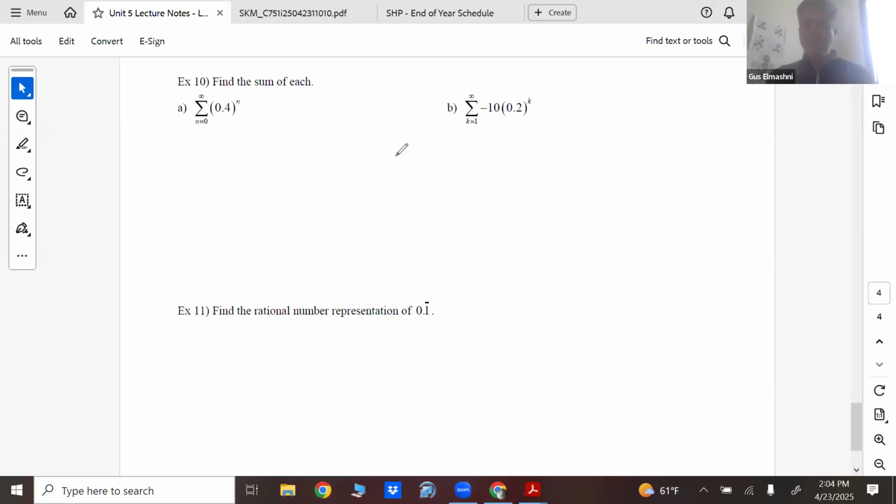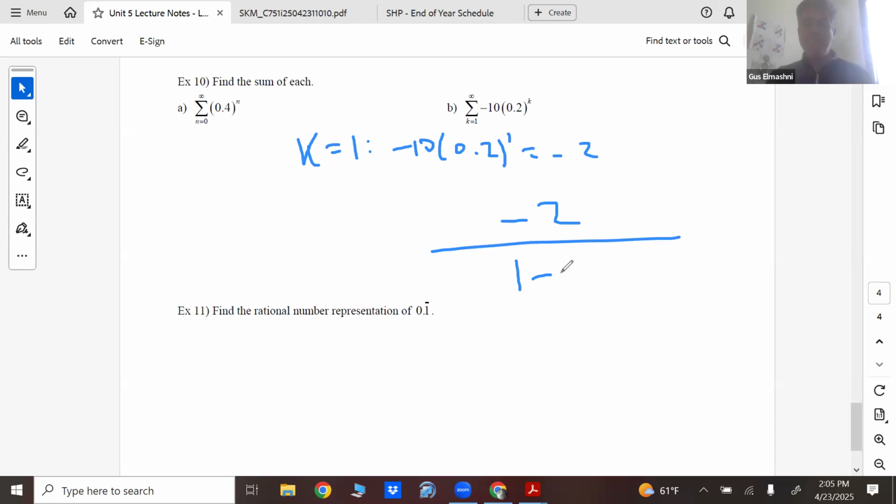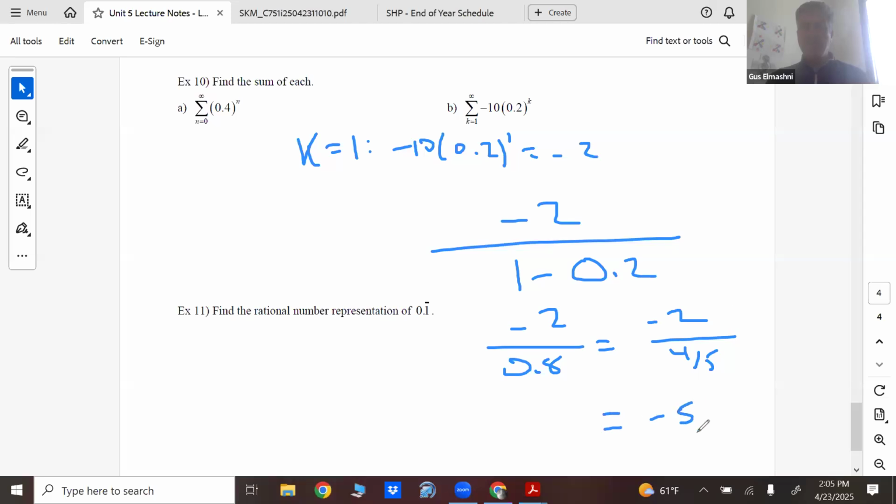What's the first term, guys? Negative 2, good. And what's your R value? We're multiplying by it over and over again. 0.2? Good. It's -2 over 0.8. 0.8 is 4/5. Is that right? So you get -5/2, right? Yep. Okay.